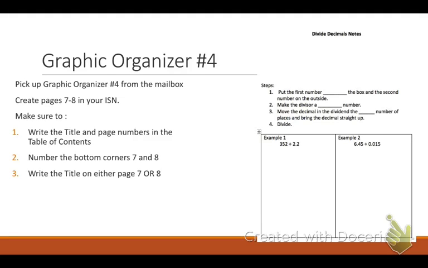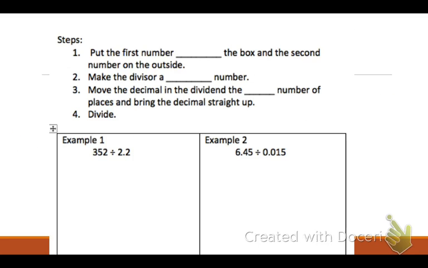Okay, and we're going to get started just like we always have with our notes. So here we go. So the steps of dividing with decimals. You have to put the first number inside the box and the second number on the outside. You always have to make the divisor, that's the number on the outside of the box, a whole number, meaning you can't have a decimal with it.